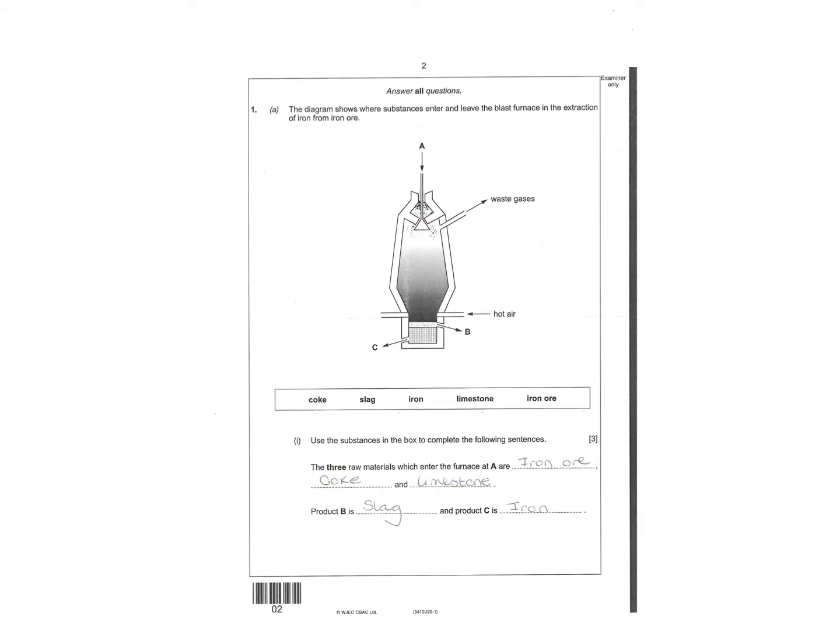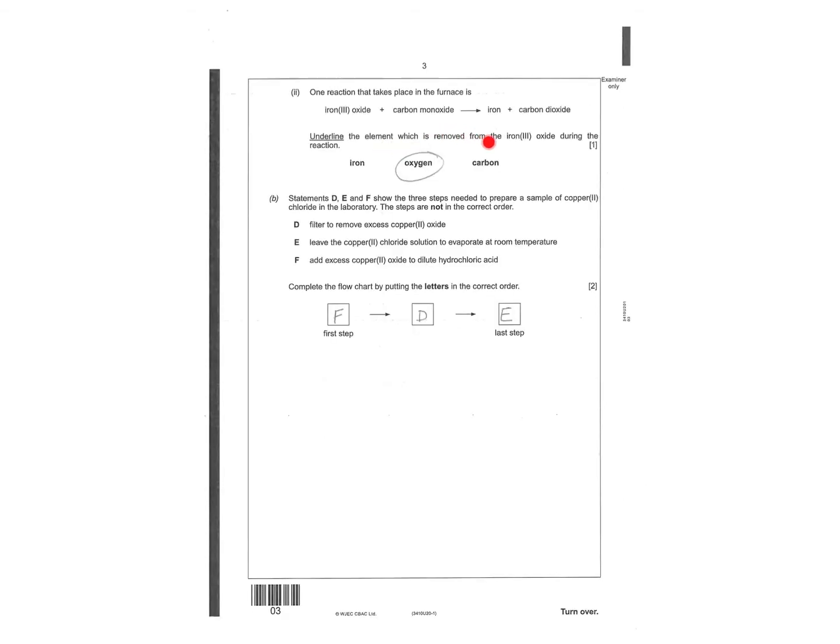The other raw material of the blast furnace is hot air, but that does not enter at the top. Product B is slag, because it always comes up on top, and product C is iron. Underline the element which is removed from iron oxide during the reaction, that's oxygen.